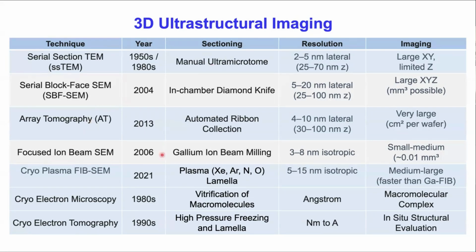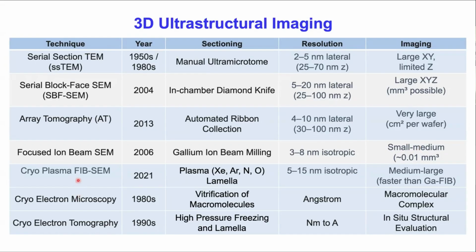Then focused ion beam in 2006, and it has a very good isotropic resolution. I'd say it's going to be high resolution imaging for small to medium range, up to 100 microns maximum. You can go with this one.